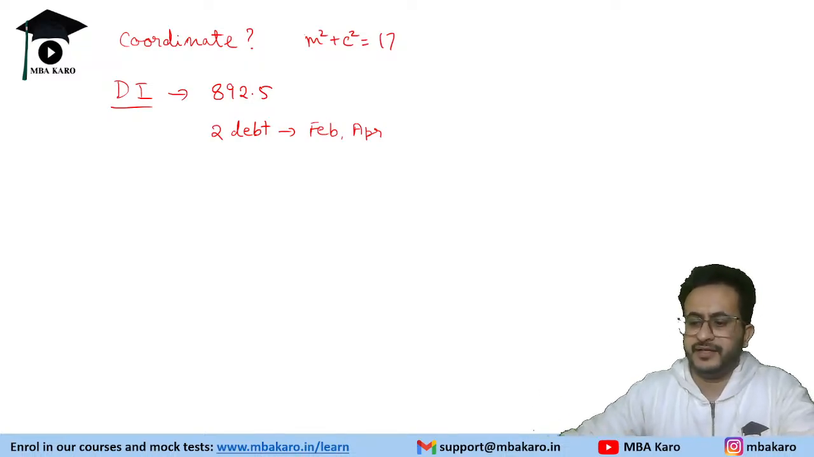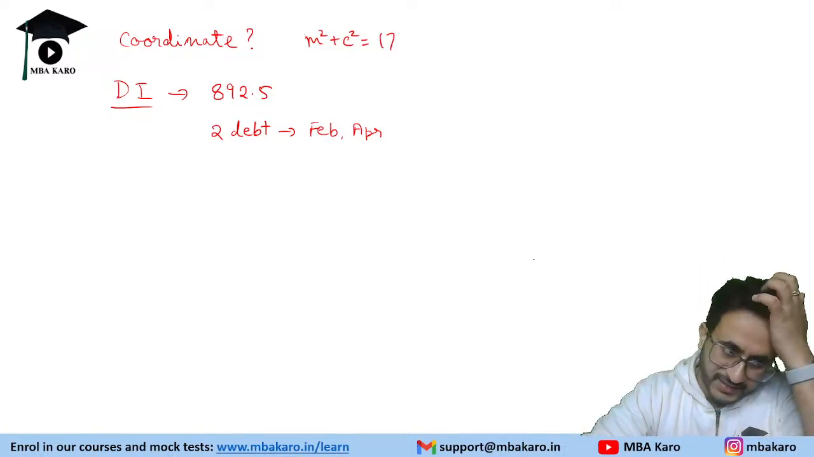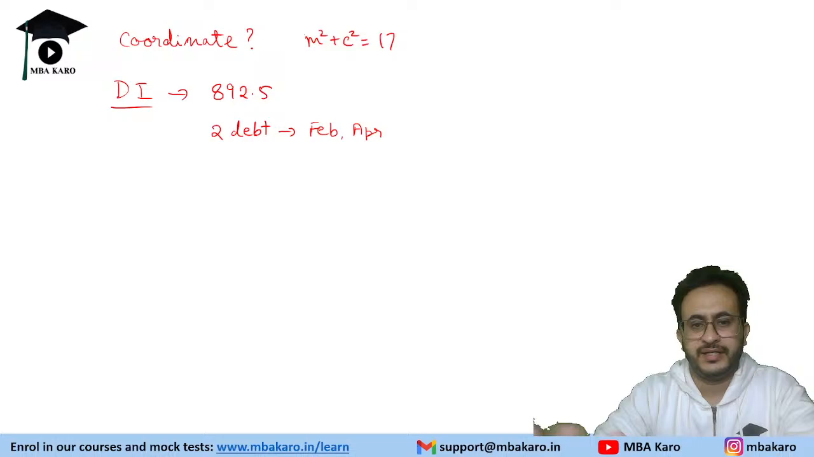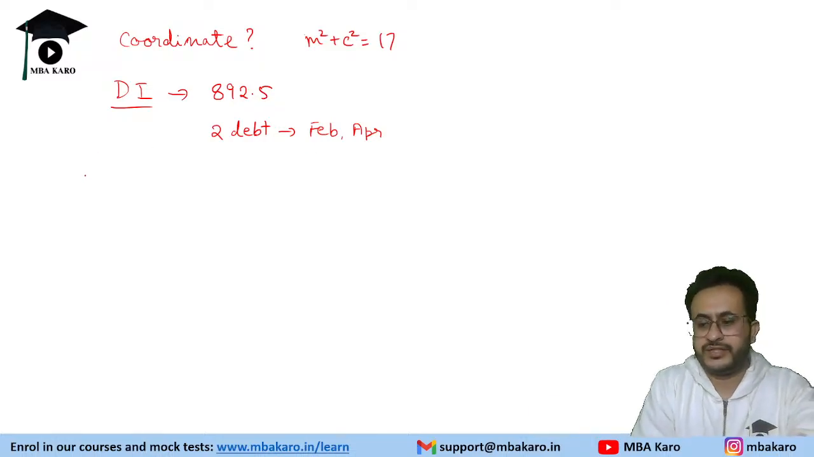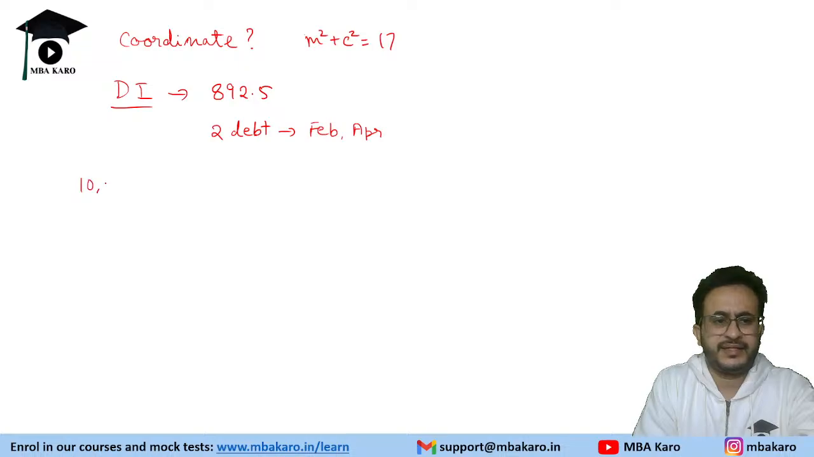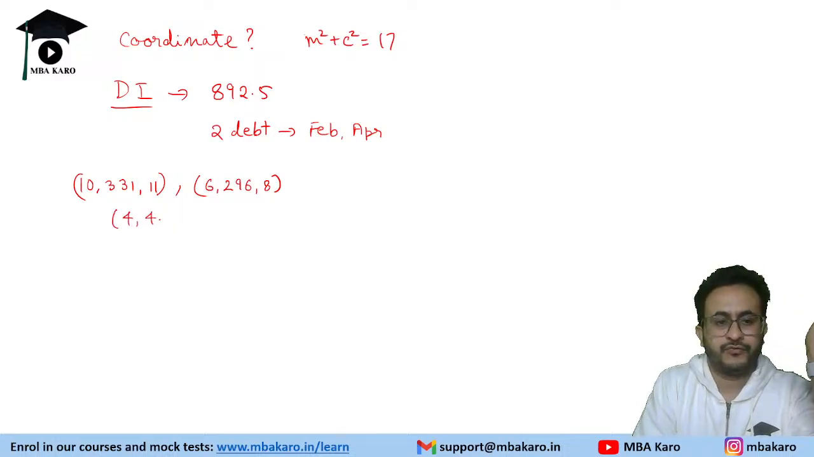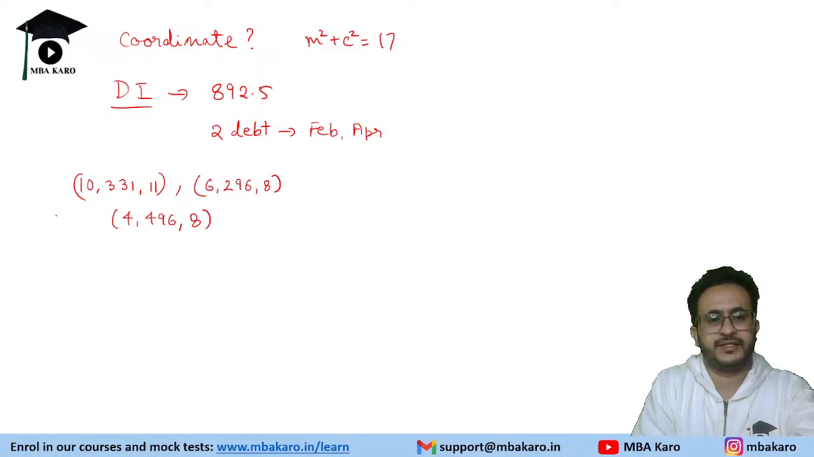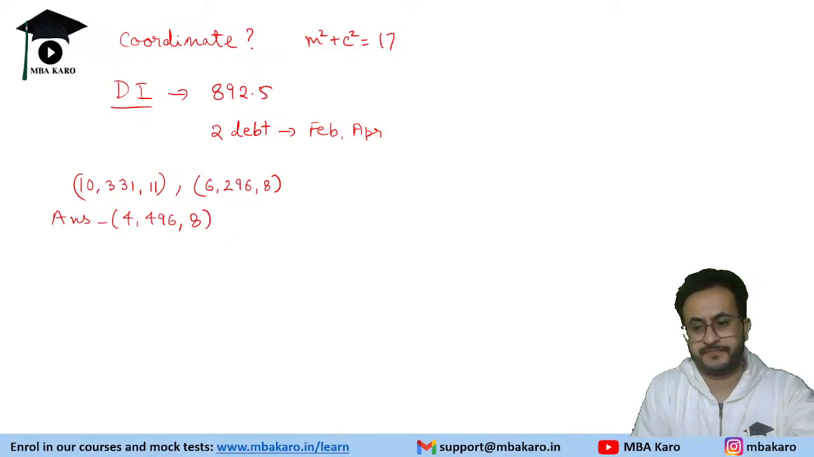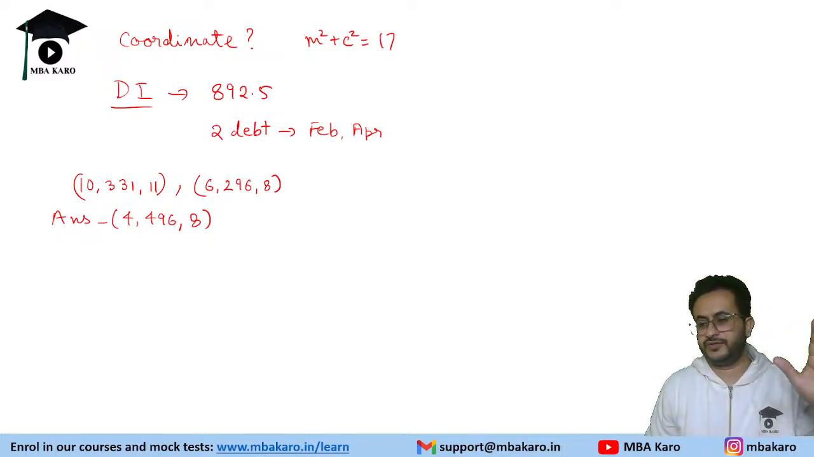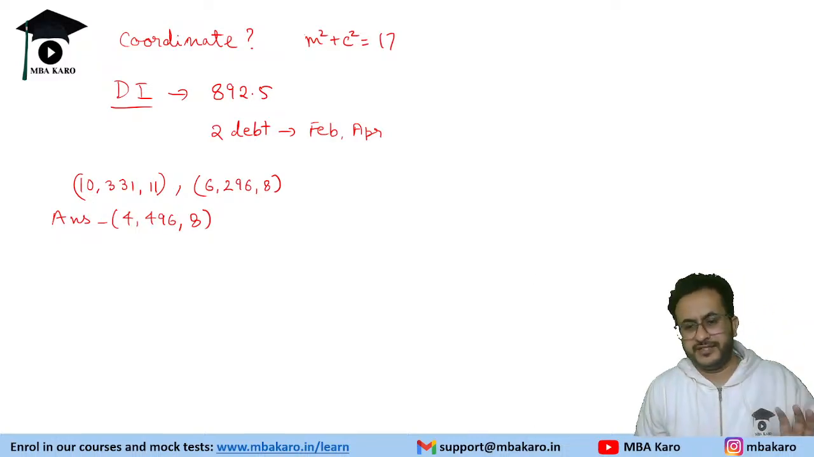Now, reasoning, I will tell you, and it is important to remember these reasoning questions because they will be handy for your examination later. There was a question like this: 10, 331, and 11, and another code was given as 6, 296, and 8. You have to find which of the following will have the same code. The answer was 4, 496, and 8. There were 8 options. Did anyone solve this question and figure out the logic? The logic I believe was easy in this case.